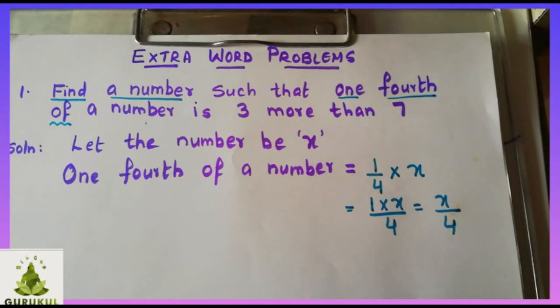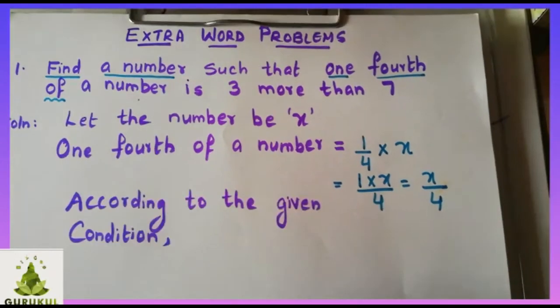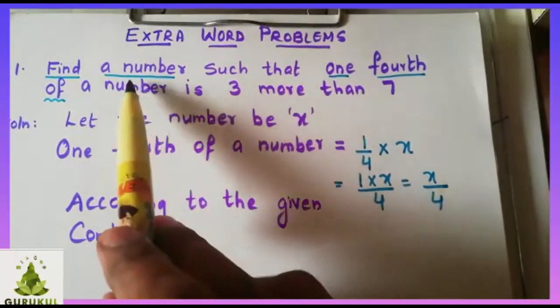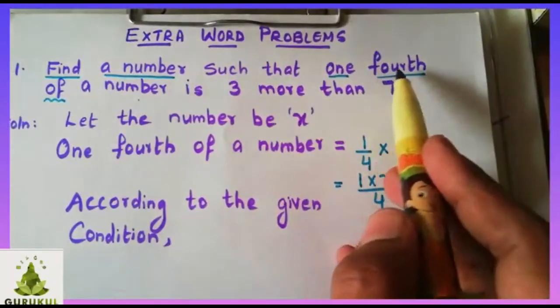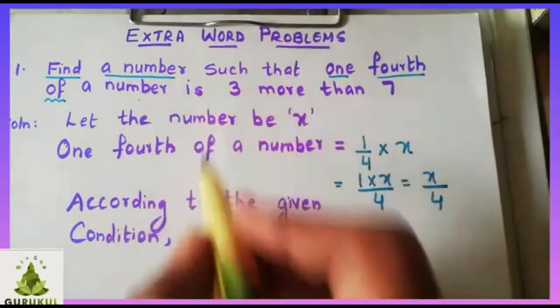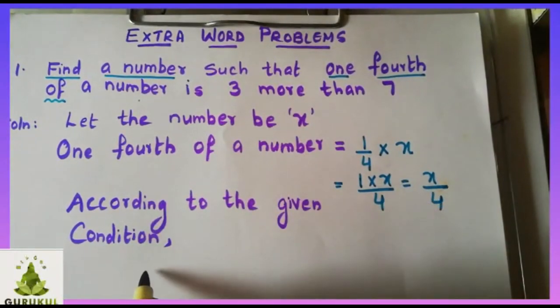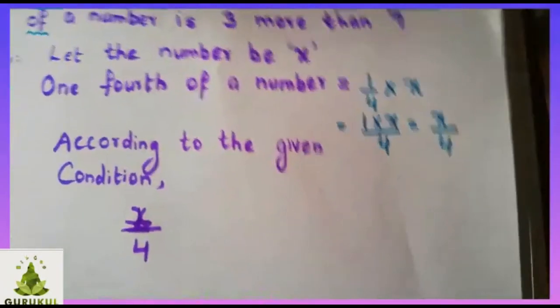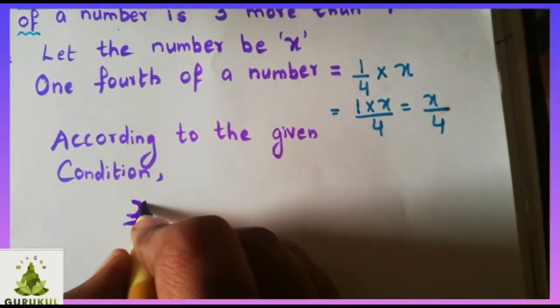Now according to the given condition, see here what is given. According to the given condition, how will you frame the equation? Find a number such that 1/4 of a number is... 1/4 of a number means 1 upon 4 into x, or you can write it as x upon 4.